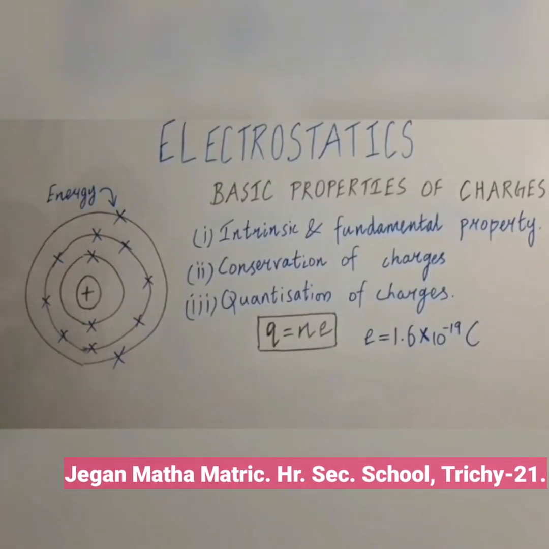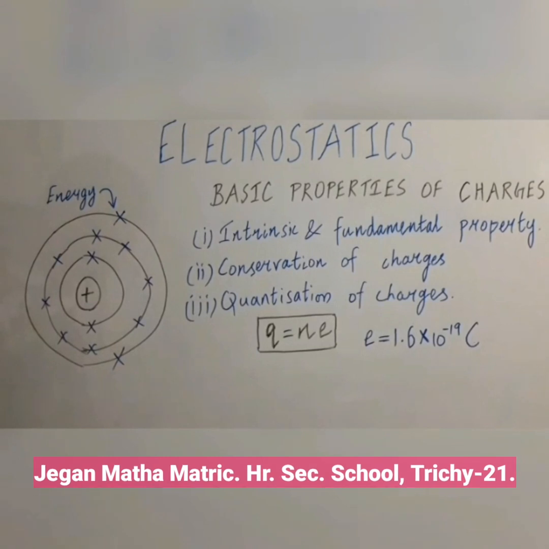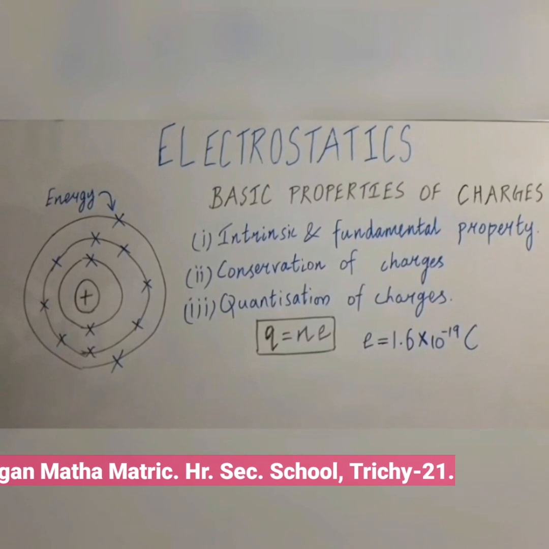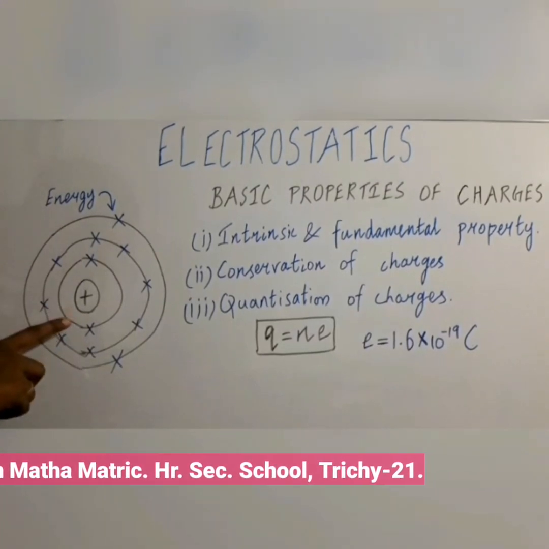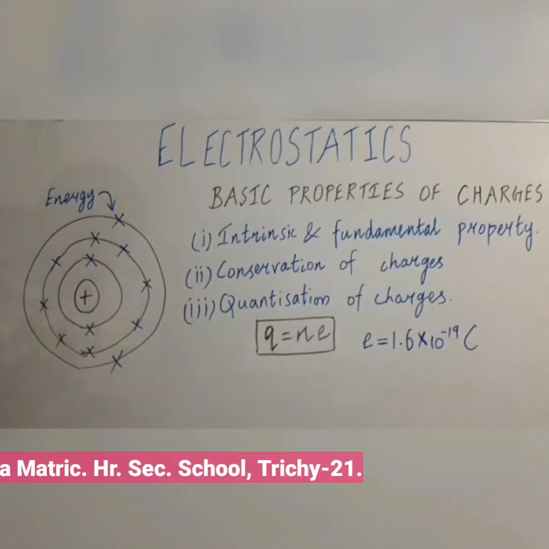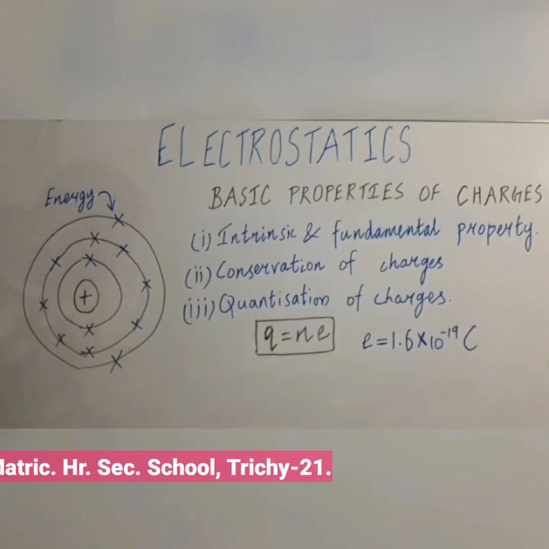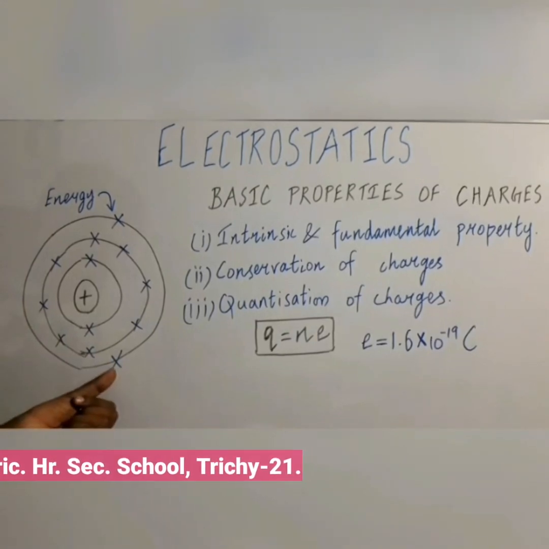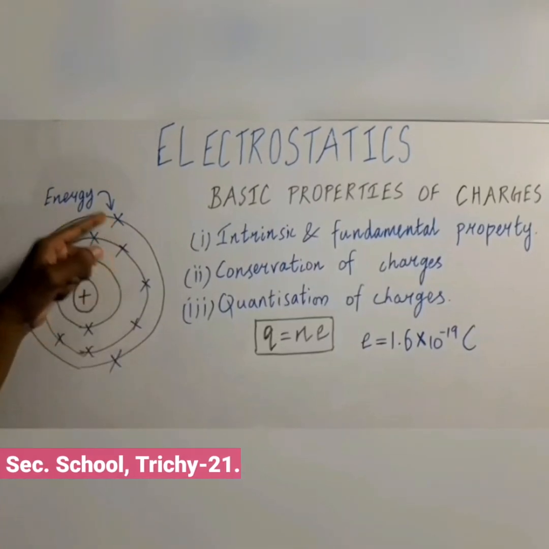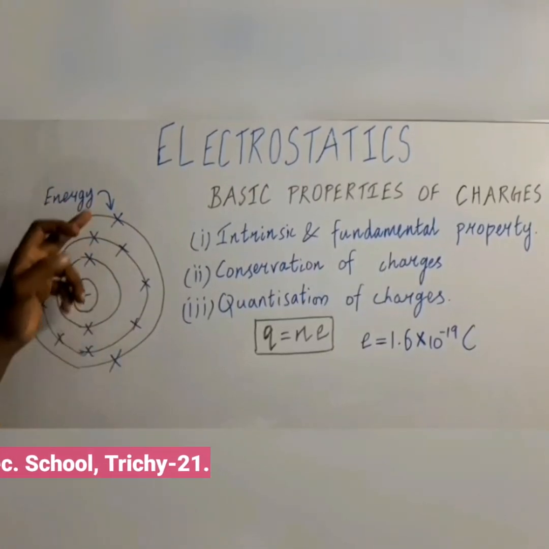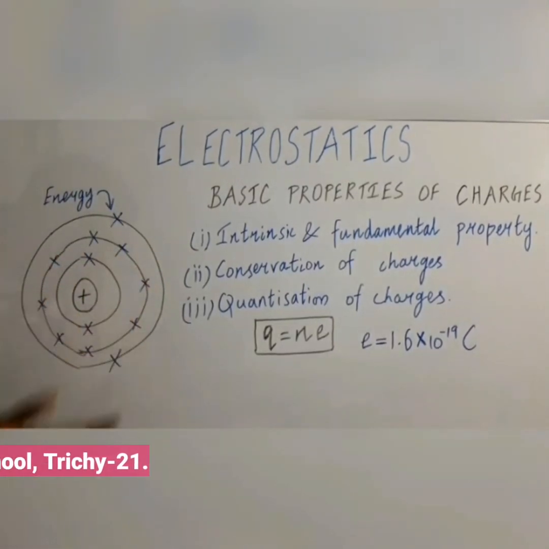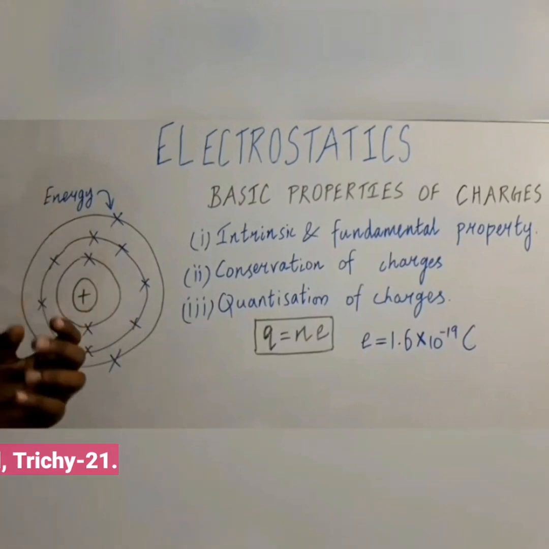Now you can understand there are two charges, positive charge and negative charge. Here we have discussed that the positively charged nucleus attracts negatively charged electrons. If a small amount of energy is supplied to the valence electrons, they easily come out of the atom. They are called free electrons. Keep these ideas in your mind.